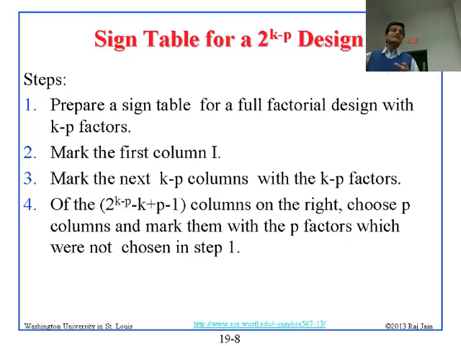Now you will have lots of columns. In that 2 raised to 7 minus 1 design, you will have 64 columns plus 1. Right? Out of those 64, you can select as many as you want. Okay? And so you choose p factors, and that's it. So you have lots of possibilities. All right? So let's take this example.